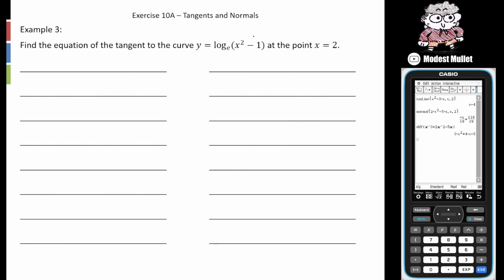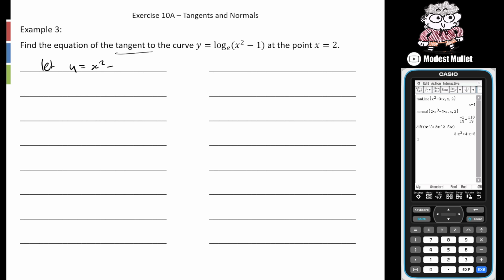Here's another one. Okay, now to point out, if this was done by hand, we're finding a tangent, we've got log e of x squared minus 1. So if this was tech free, we need to recognize that this is a composite function. So we'd have to use the chain rule to differentiate this. So I'm just going to do that quickly for you and then leave the rest of the problem for you to do.